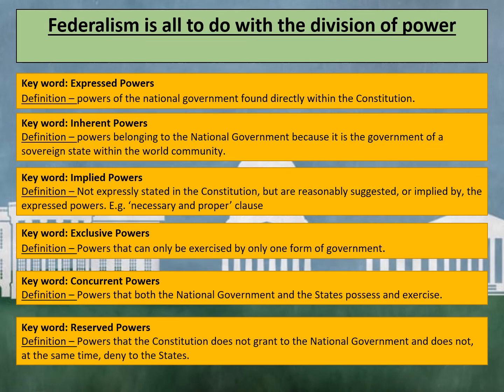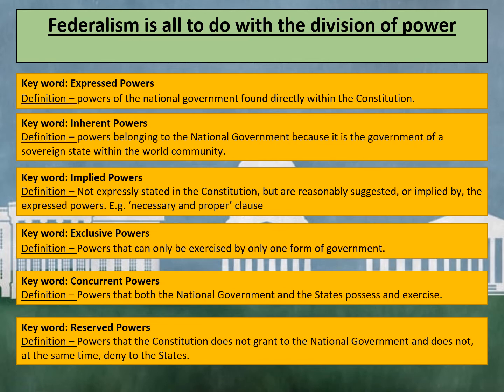To understand who gets what power, we must first understand the meanings of the different powers. Express powers are powers of the national government found directly within the Constitution. Inherent powers are powers belonging to the national government because it is the government of a sovereign state within the world community. Implied powers are not expressly stated in the Constitution, but are reasonably suggested or implied by the expressed powers, for example, the necessary and proper clause.